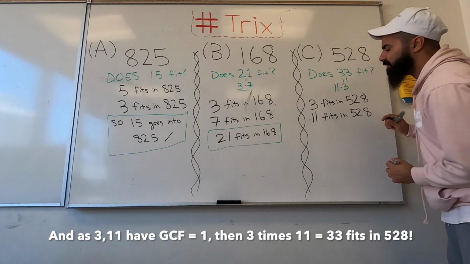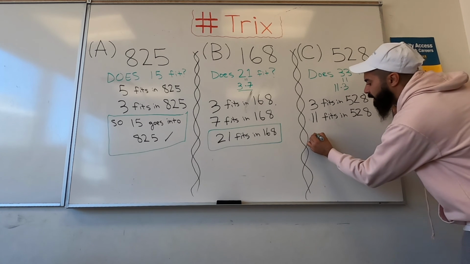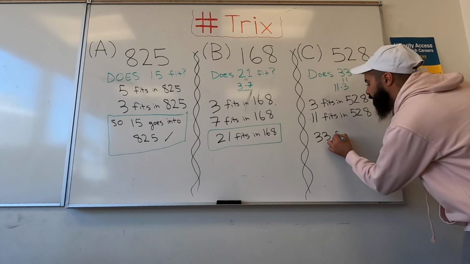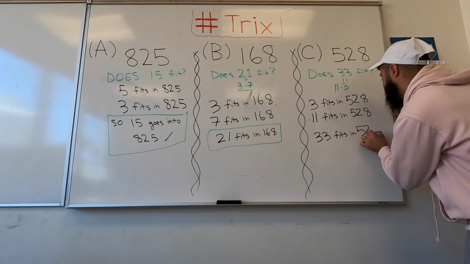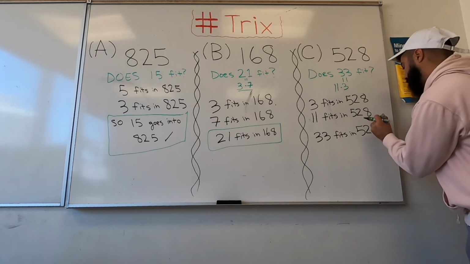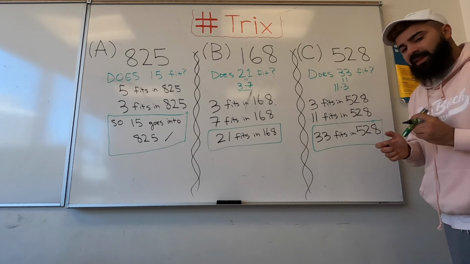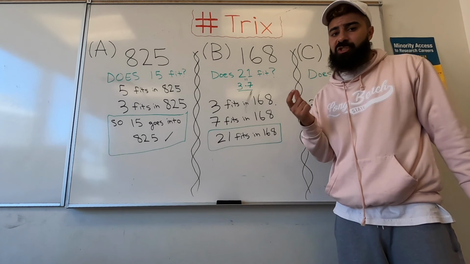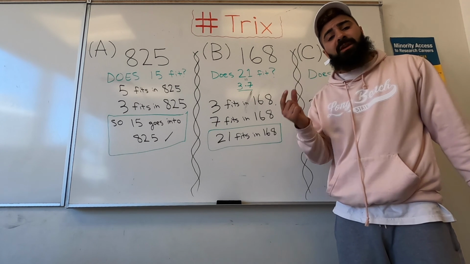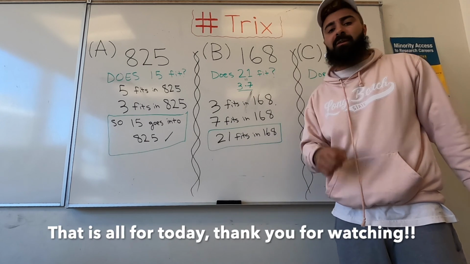And since 3 and 11 have no other numbers in common other than the number 1, we get that 33 fits in 528. And that's that. So, anytime you have two factors of a given number, if the two factors only share the number 1 in common, then if you take their product, if you times them, that number is also a factor of that bigger number.